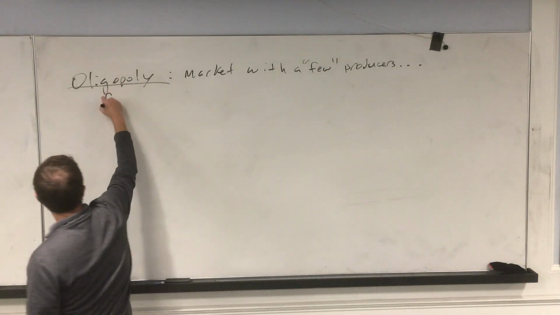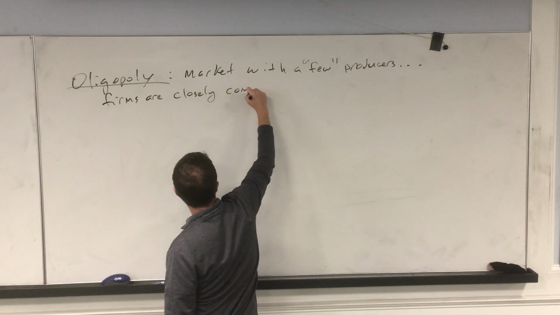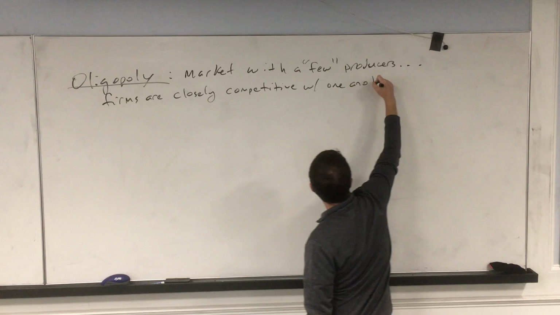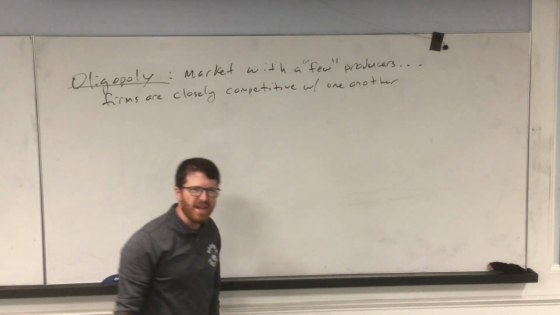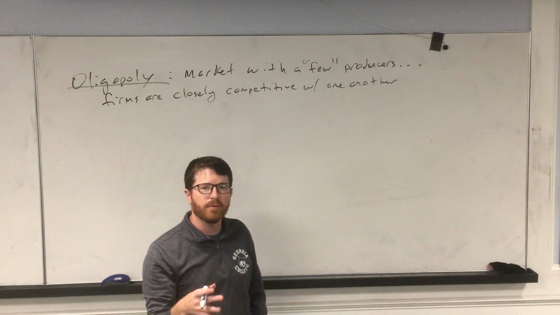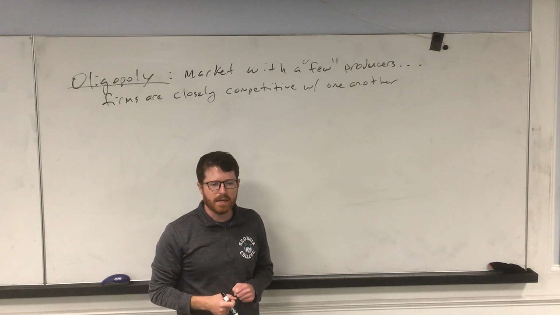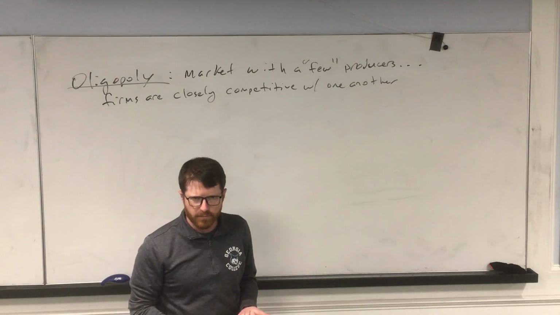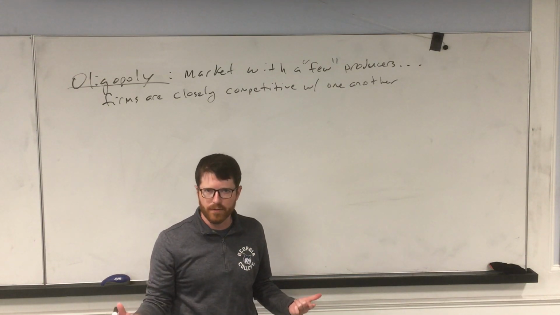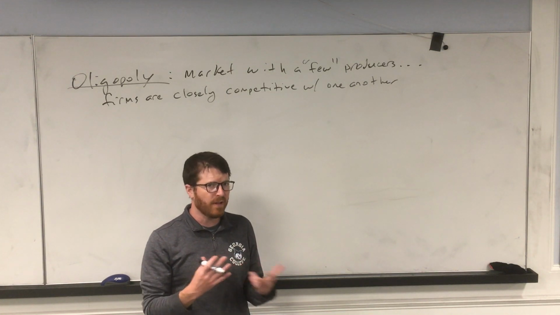and as a result, the firms are closely competitive with one another. Okay, and this is unique in the sense that in all the other types of markets we've talked about, they haven't really been in direct competition. So if you think about monopolies, there is no other competitor. In perfect competition, there are so many firms you don't even really care about the other firms. In monopolistic competition, you're producing something slightly unique.